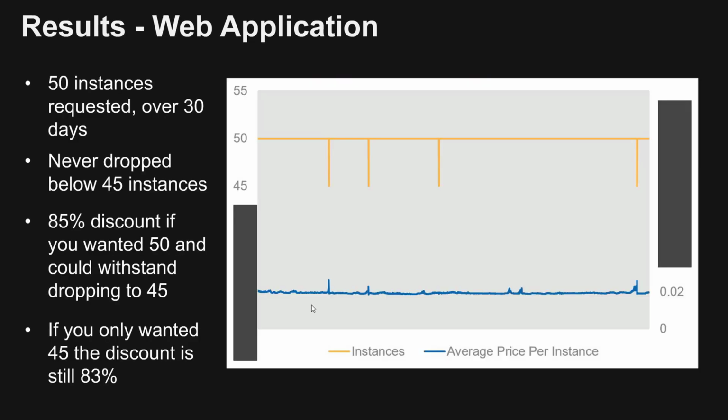We also have a graph that shows, in this case, we asked for 50 instances over a 30-day period of time. Over that 30-day period of time, we never dropped below 45 instances. During that period of time, if you had wanted the entire 50 instances and could withstand dropping to 45, you would have achieved 85% savings off of on-demand. And if you really only wanted the 45 to begin with, your discount would have been 83%. So, again, fluctuating from 45 to 50 or above is plenty of capacity to power a typical web application.